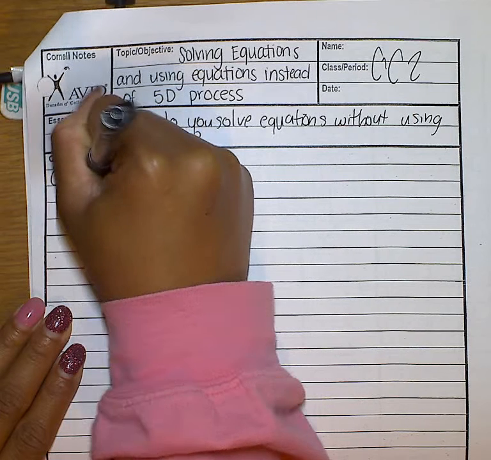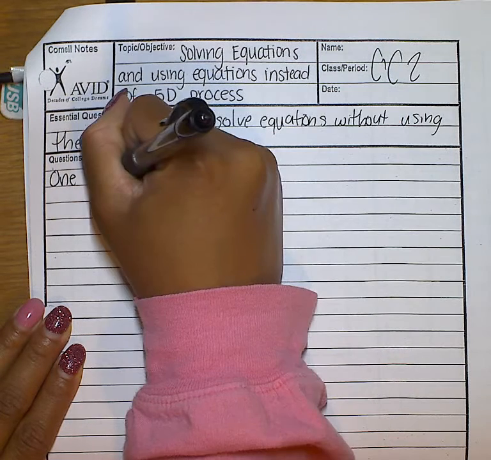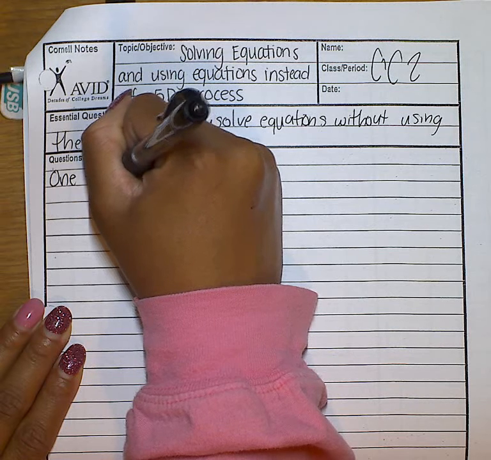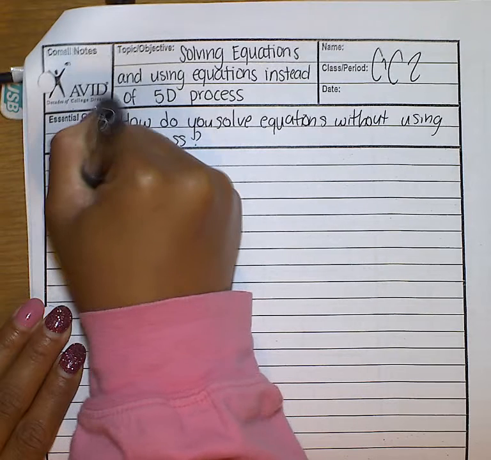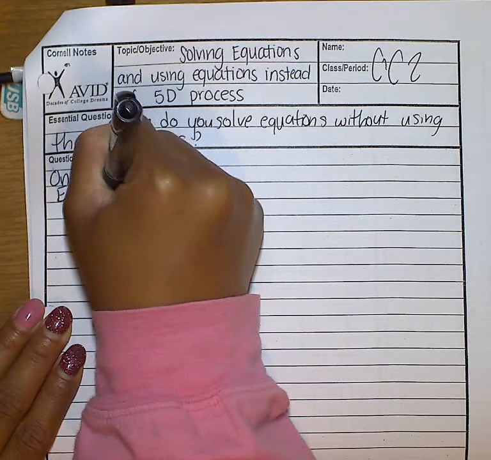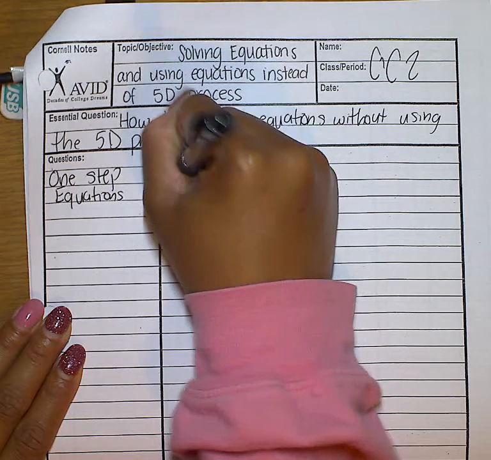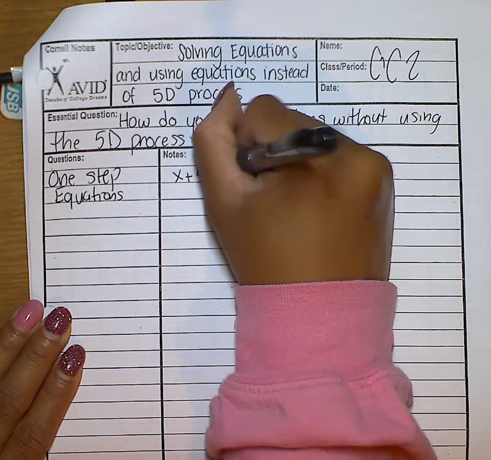We've actually already gone over solving equations instead of the 5D process in chapter 6, but we are going to continue that conversation today. So the first type of one-step equation, we're going to go over addition. So let's say we have x plus 4 is equal to 18.